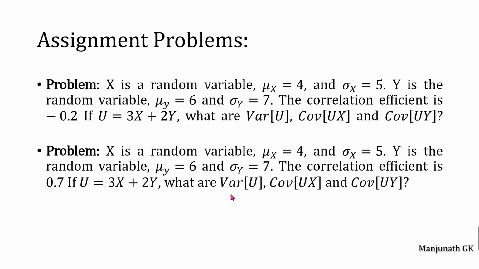Let us take these two problems as assignment problems. Same thing, the only change is the correlation coefficient is changed here. Follow the same procedure. In the first problem it is minus 0.2 and in the second problem it is plus 0.7. Follow the same procedures and solve these two problems.